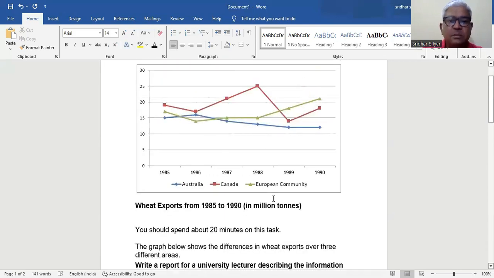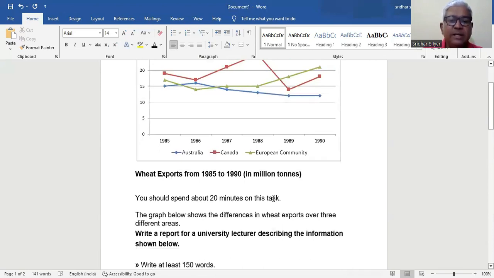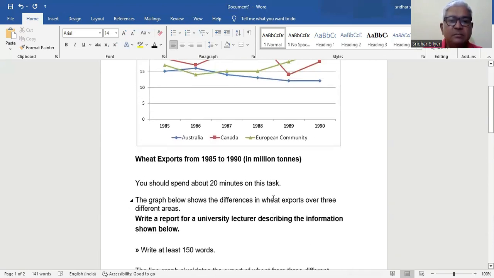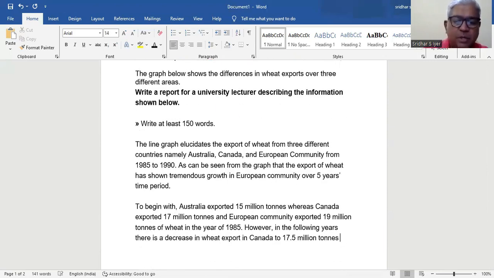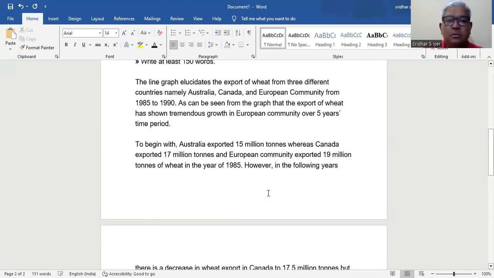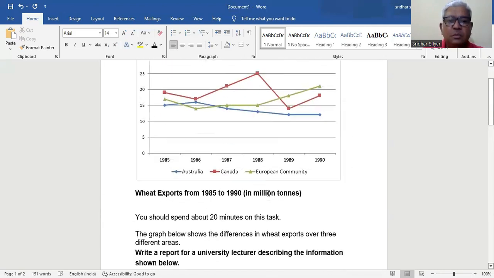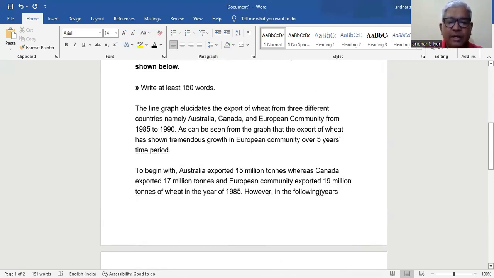Okay. Now what? But there was an increase in Australia. But there was a spike in export in Australia to 17 million or 16 million tons of wheat. Okay.